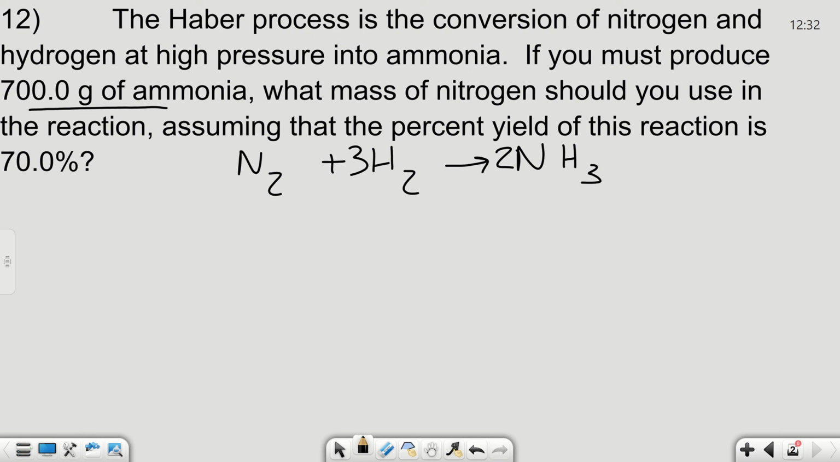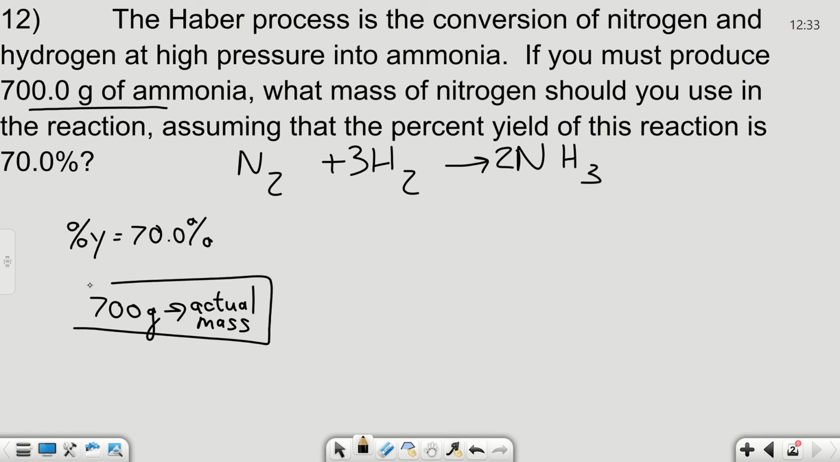So this is an interesting question, okay? We have our percent yield. Our percent yield is 70%, okay? The 700 grams is what we have to make. So this is my actual mass. That's how much I have to try to make, all right? The thing is, this reaction is only 70% good. So what we need to think about is, well, if 700 grams is 70% of what should be produced, how much should be produced?